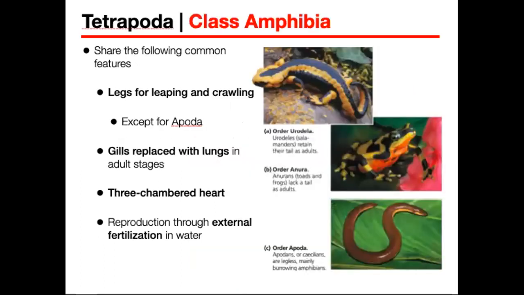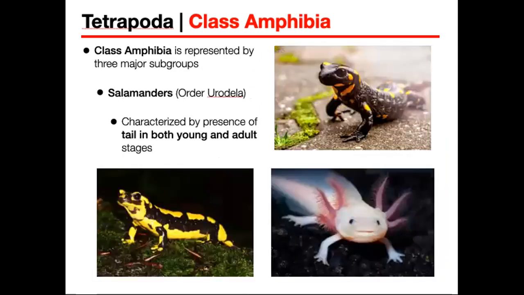So for tetrapoda, you have your amphibians, and these organisms have legs for leaping or for crawling, except for Apoda, which is limbless. These gills are replaced with lungs in the adult stage, and they have this three-chambered heart. And their reproduction is through external fertilization in water. So under class Amphibia, you have your salamanders under order Urodela. These salamanders have a tail in both their young and adult stages.